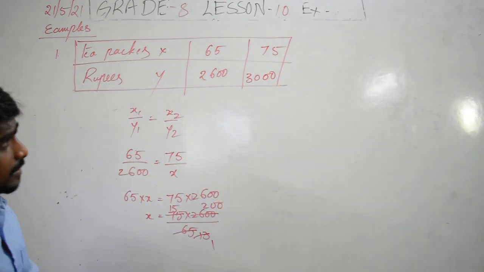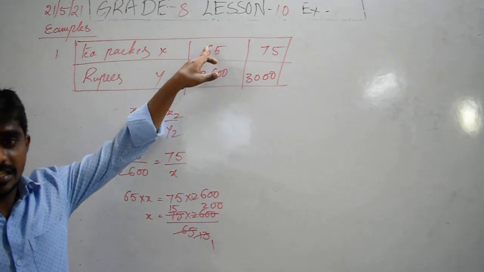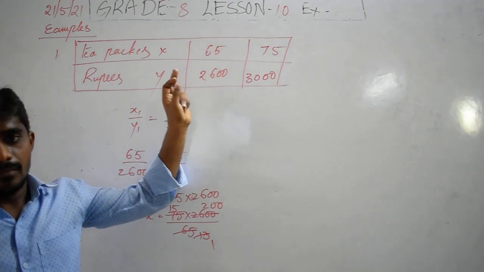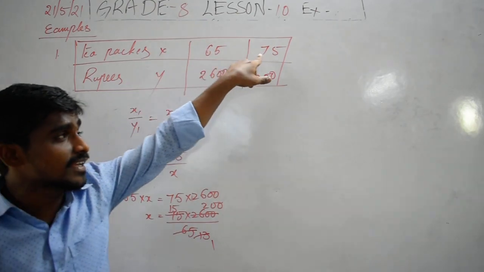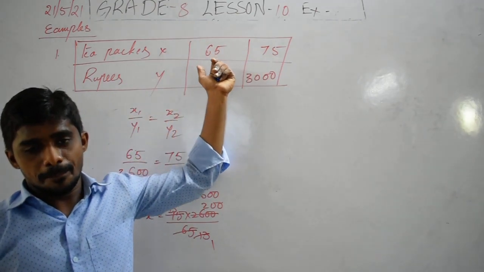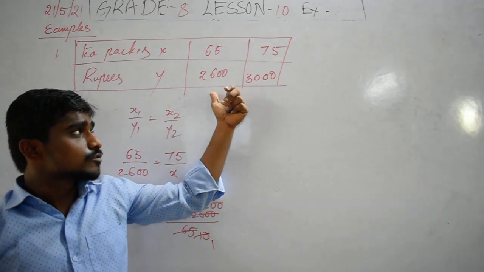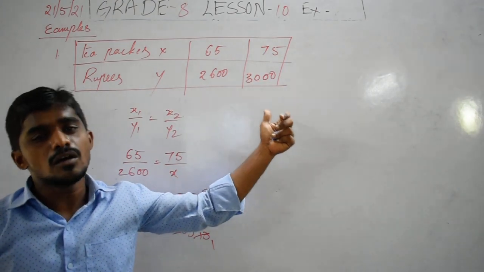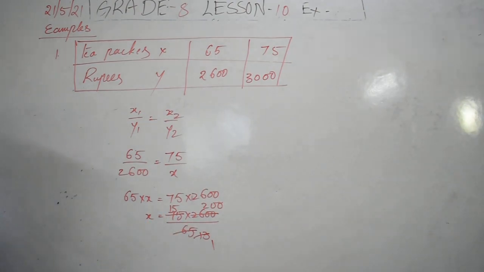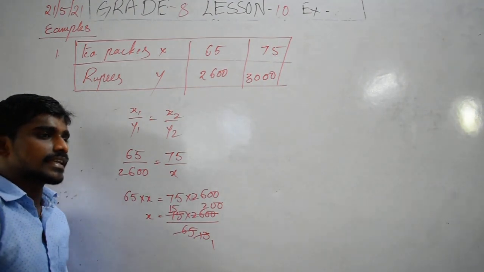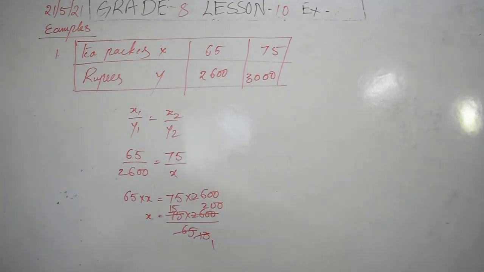So here X quantity 65, money 2600. Here X quantity is increasing, 10 packets are increasing, so here Y quantity is also increasing. That is direct proportion. Two quantities are increasing as well as two quantities are decreasing, that is a direct proportion.